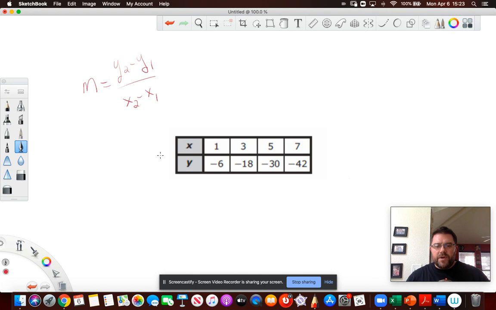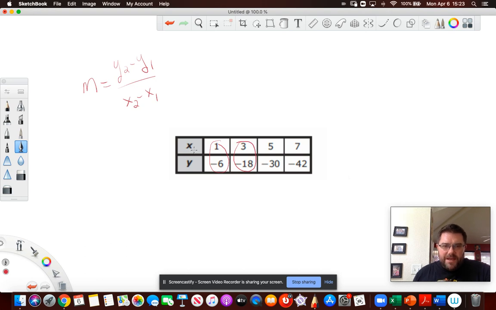Okay, so if you recall, we did this before. I know it's been a long time. But we said when we have a table like this, we want to come over here and pick any two points that we want, any two corresponding x and y values. So for the sake of simplicity, I'm going to pick this x and this y, and this x and this y.